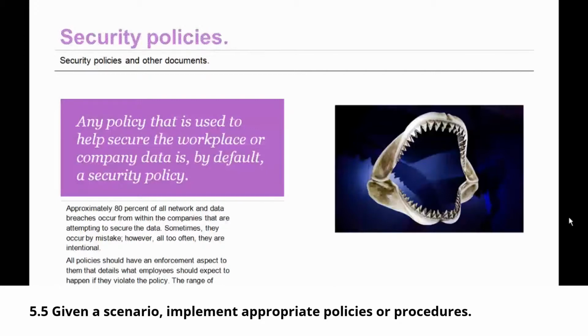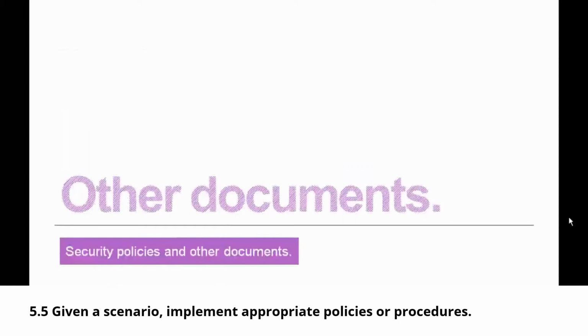Approximately 80% of all network and data breaches occur from within the companies that are attempting to secure the data. Sometimes they occur by mistake. However, all too often they are intentional. All policies should have an enforcement aspect to them that details what employees should expect to happen if they violate the policy. The range of actions can be from retraining to termination and prosecution. Now let's conclude with a brief discussion on some other documents.